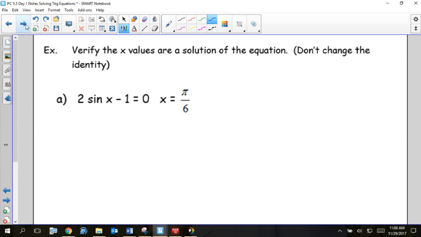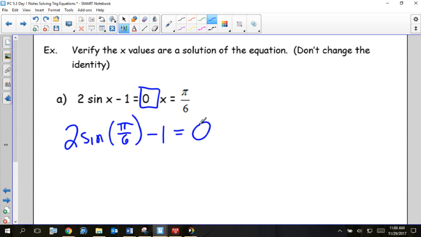This says verify that the x values are a solution of the equation. Do not change the identity. What that means is we're going to box up 0 and not touch it. We're only going to work on the left side. Just like we were doing the identities in the quiz yesterday. So we get to plug in what x is and just show that that side equals 0. So I'm going to say 2 sine pi over 6 minus 1 equals 0. So put x in. And then I'm going to simplify the left side just to show that it does equal 0. They're telling you it does equal 0, you just have to show it.